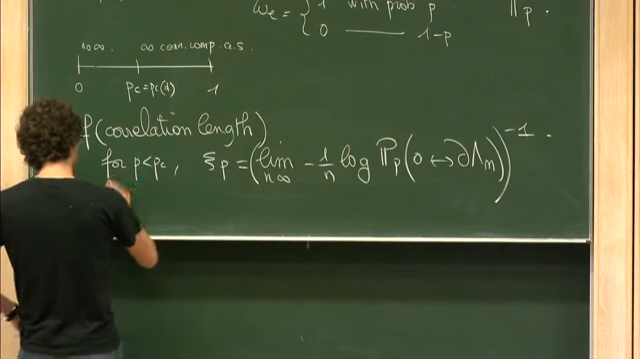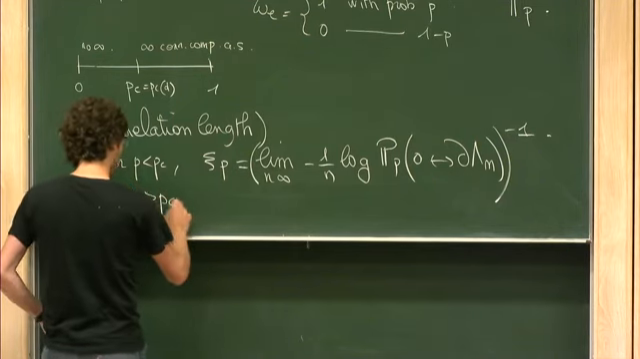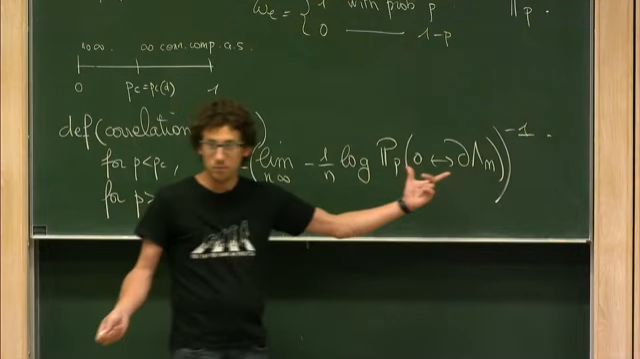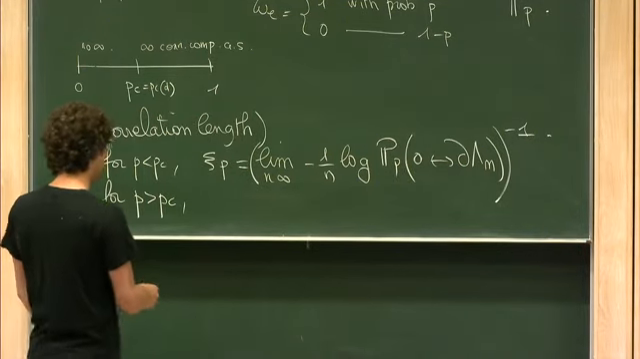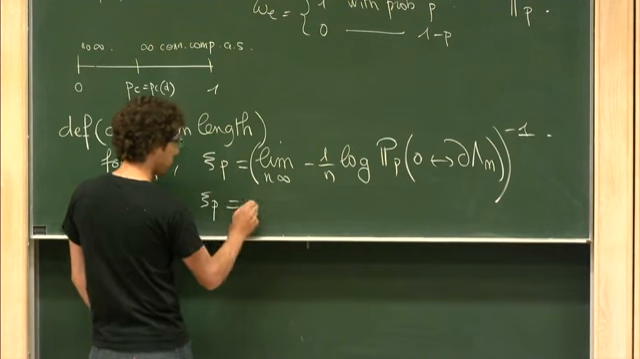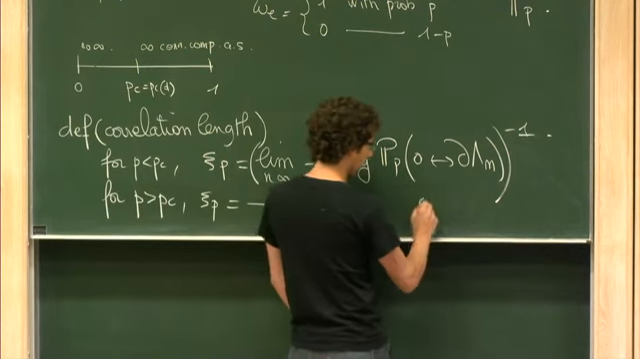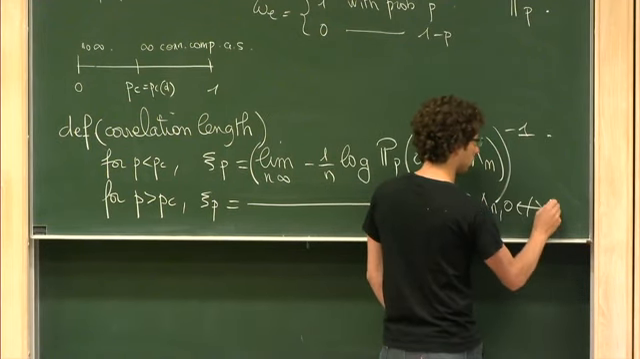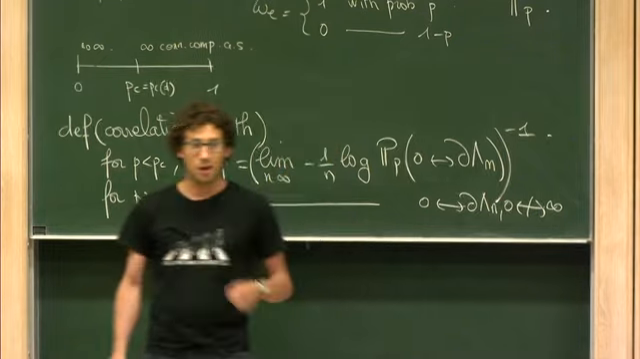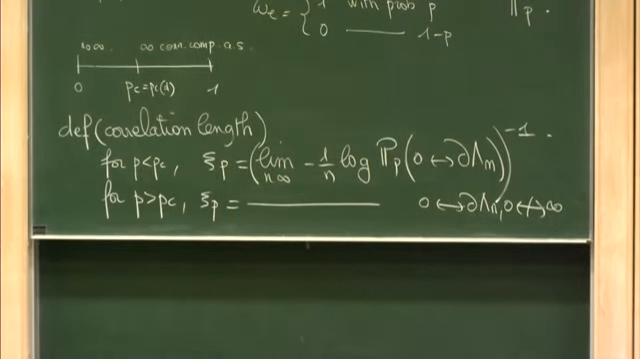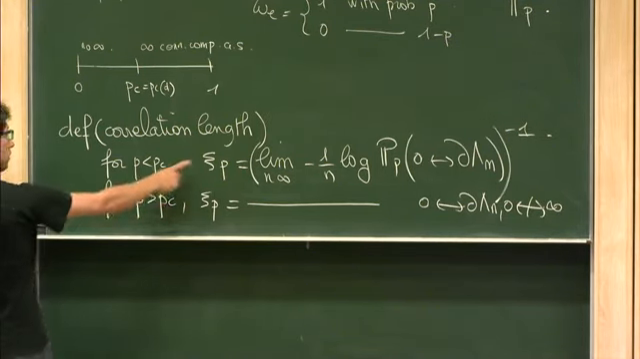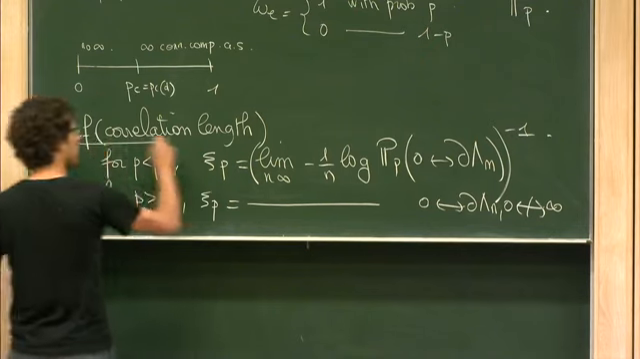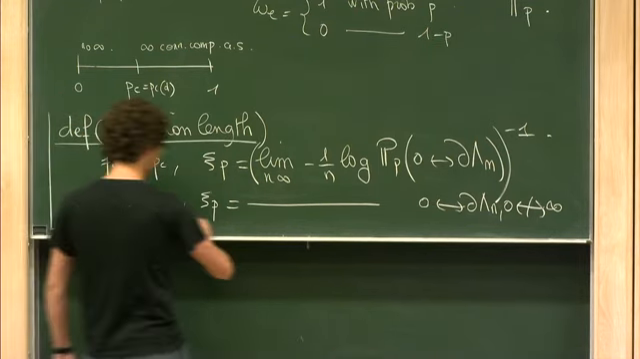For p larger than p_c, of course this quantity doesn't decay at all, but what is decaying is almost the same thing, except that here I put 0 connected to the boundary of the box, but not connected to infinity. So I'm forcing 0 to be in a finite cluster. And then in this case, it decays exponentially fast. This is the definition of the correlation length.